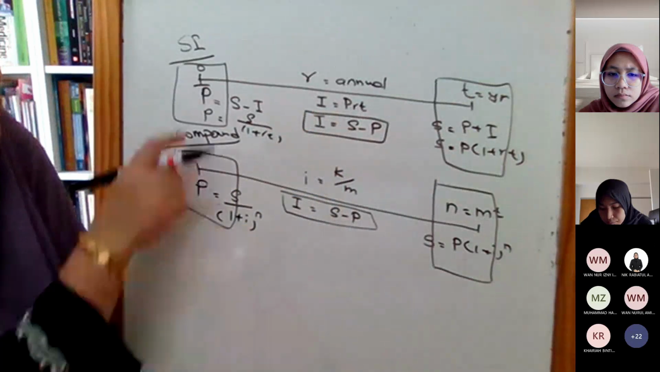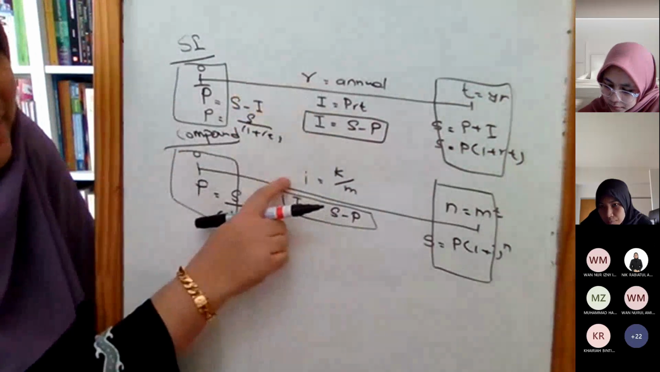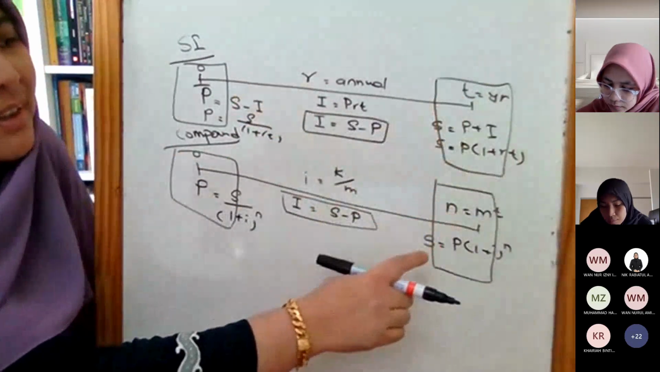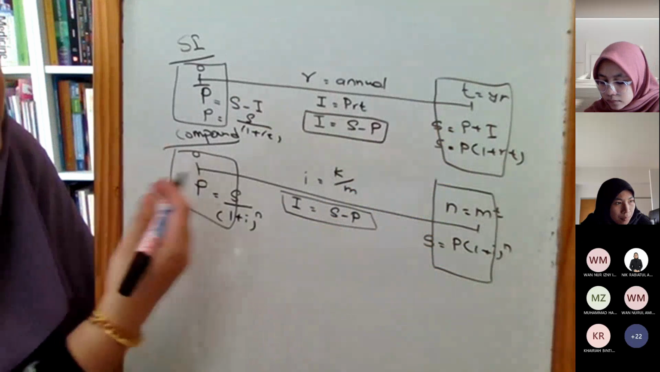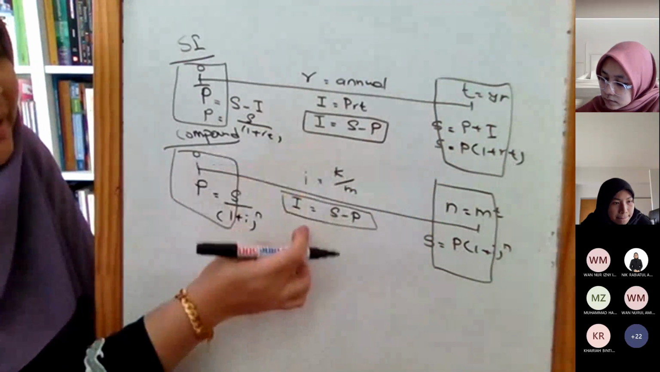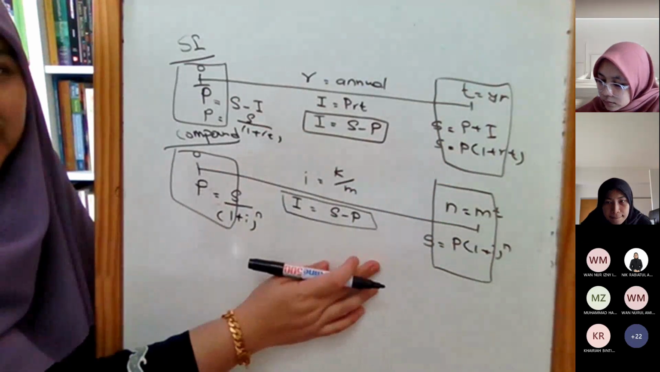Selain daripada itu, principal lain, rate lain, right? Total n pun lain, and the formula is also different. Right? The similarities adalah it occurs in two transactions, and you could find your I simply future tolak present.